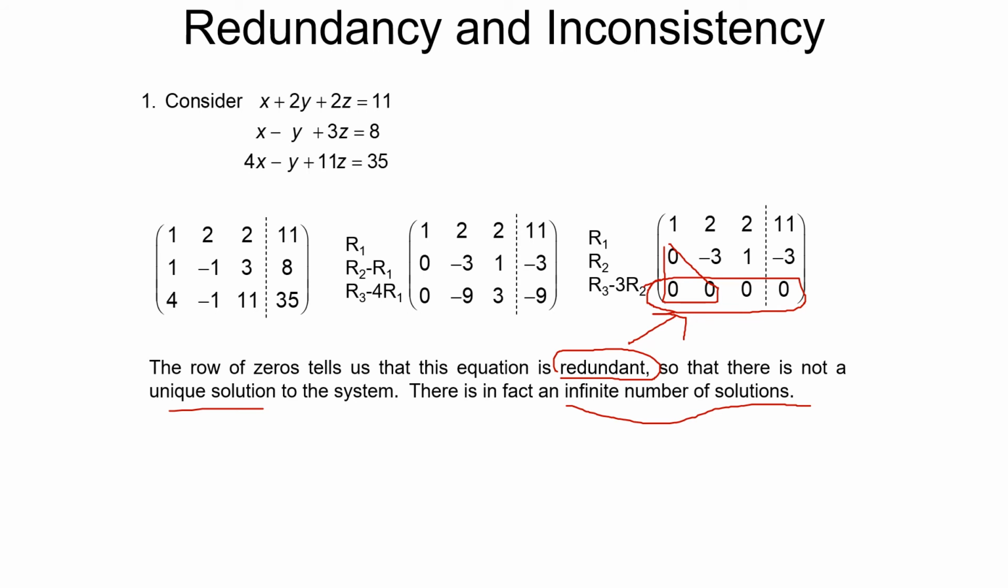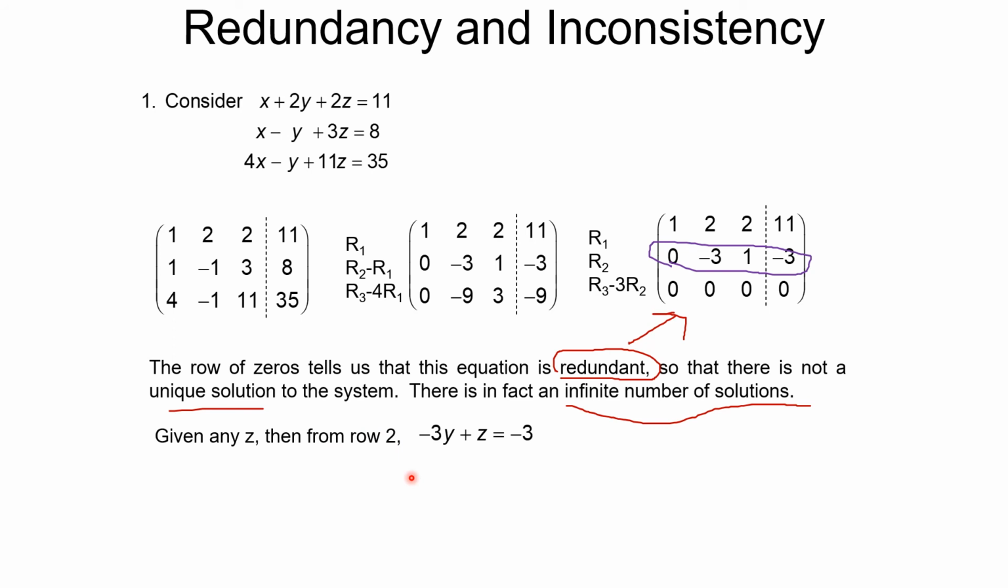So how are we going to write out the solutions? For example, row 3 is not going to give you any values, so you ignore row 3 and move on to row 2. Row 2 gives you negative 3y plus z equals negative 3. Right? So next you need to write this in the form of an infinitely many solutions form. In this case, you need to get y in terms of z.